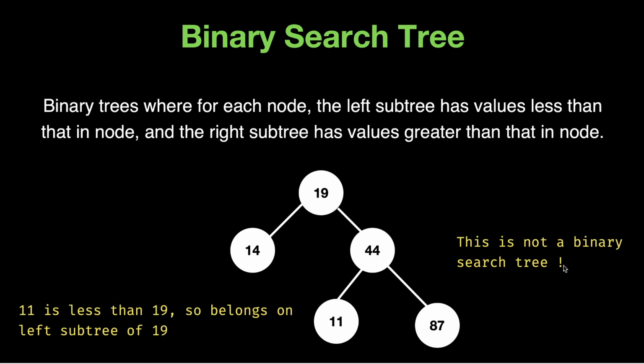Now if we see another example here, this is not a binary search tree, because if we see the node 19, the node 19's right subtree should have values only greater than 19, right? But if we see here, the value 11 is less than 19. So if it is less than 19, then it should have occurred on the left subtree of 19, but not in the right subtree of 19. So actually, if 11 is less than 19, it should not be on the right subtree. This is not a binary search tree.